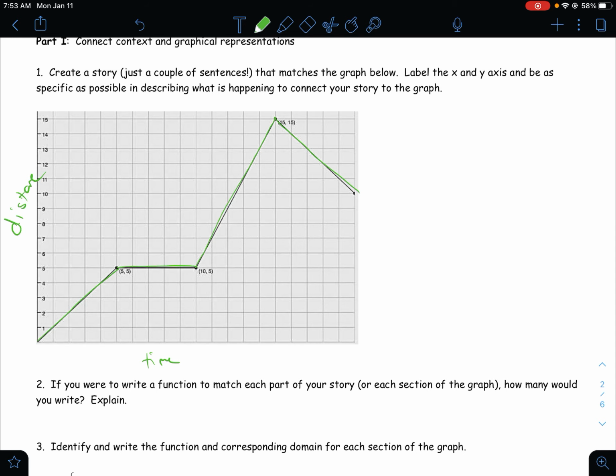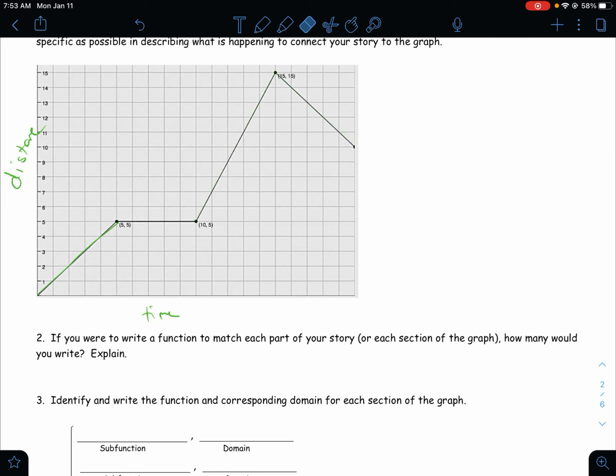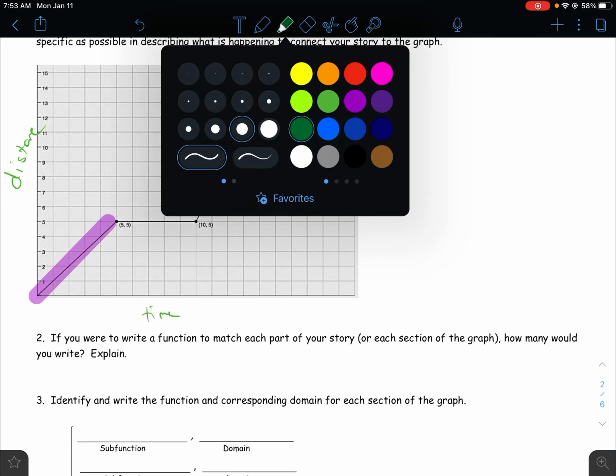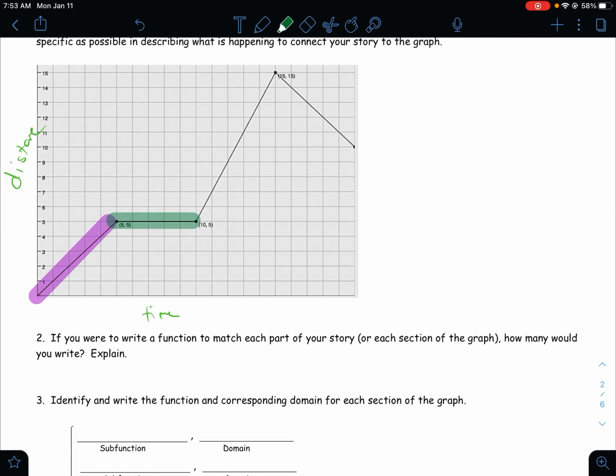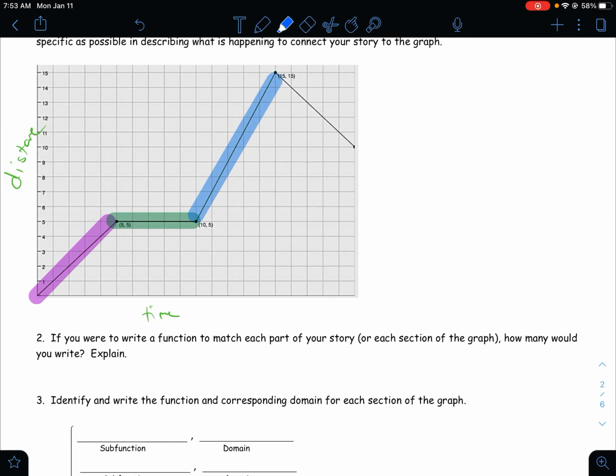All right? So it says, if you were to write a function to match each part of your story, how many would you write? So if we look, there's actually going to be 4 separate parts to this, okay? So we'll make this the purple part. We'll make this the green part. Oops, we can make this the blue part. And this part, the red part. You can see that there's actually 4 different functions going on here. So you would say 4 functions.